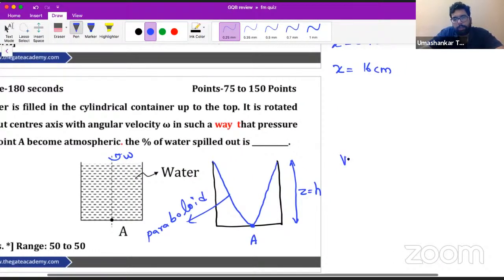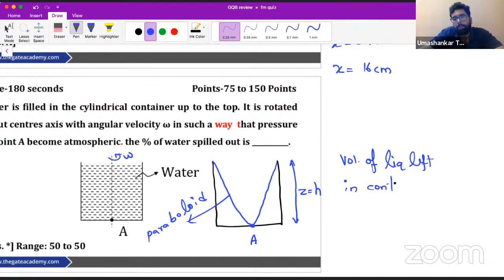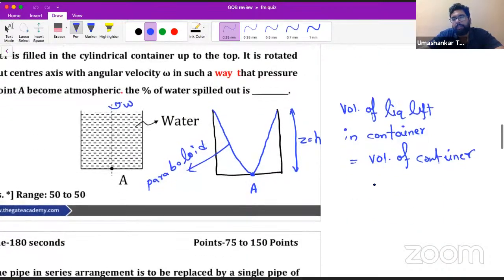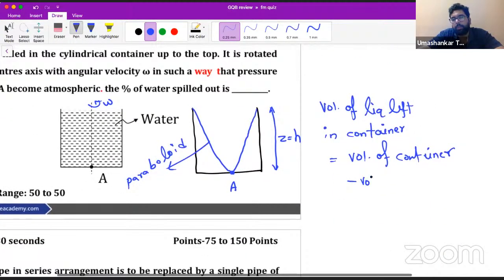So now, what is the volume of liquid left in the container? How much volume of liquid is left inside the container? So now we know this is the volume of the container minus the volume of the paraboloid. In general, we have the volume of container minus volume of paraboloid.